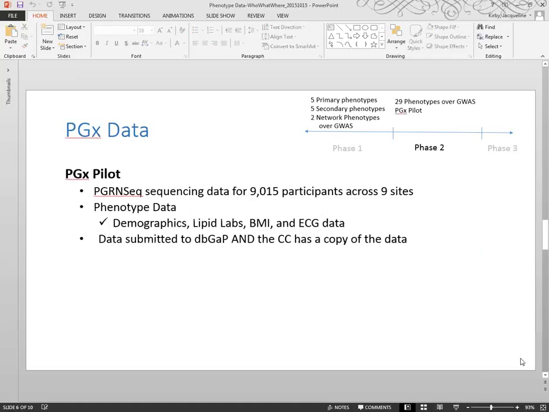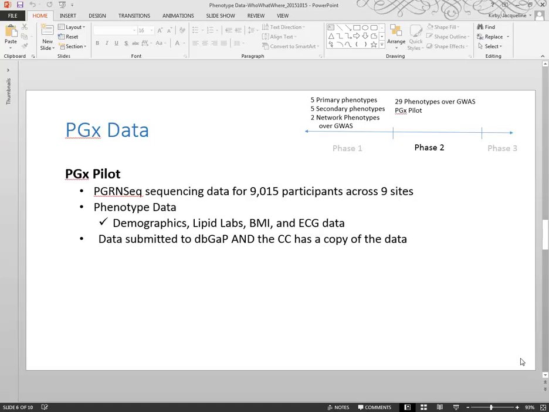So in addition to the PheWAS data across the GWAS studies that occurred in phase 2, we also extended that into looking at the PGx, PGRN sequencing data, and that was a pilot that looked at over 9,000 participants across the 9 sites. And when we were ending the work there, we also decided that that would be integrated into a clean dbGaP file.